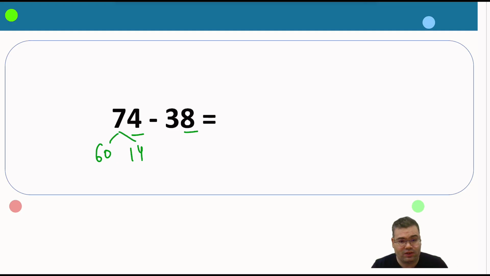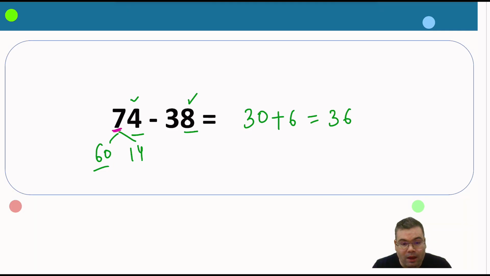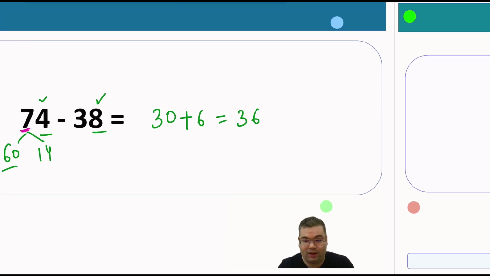Now the rest of the things are the same. 60 take away 30 is 30. 14 take away 8 is 6. So 30 plus 6 is 36, right? So whenever this number is lesser than this number, instead of 7, we just consider it as one number less. So 6, right? So 60 take away 30 is 30 and 14 take away 8 is 6.